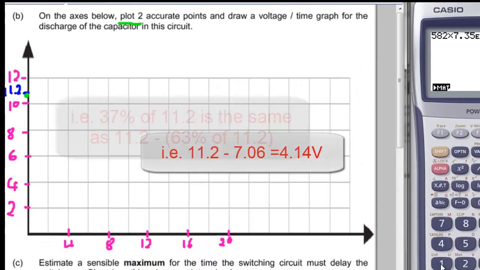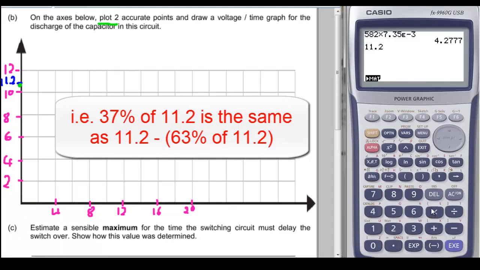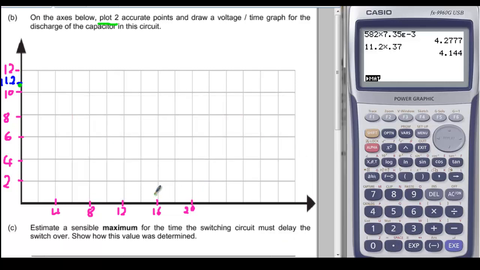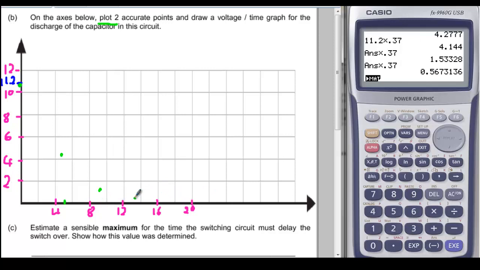So we can simply come over to our calculator and go 11.2 times 0.37, because that's how much is going to be remaining, and we've got 4.14 volts after 4.2 seconds. Okay, so 4.2 seconds, we're going to have 4.1 volts. Okay, and then we go, well, what's after the next time constant? You don't actually need to do this because the question doesn't ask you. We end up having a decay curve looking something like that.